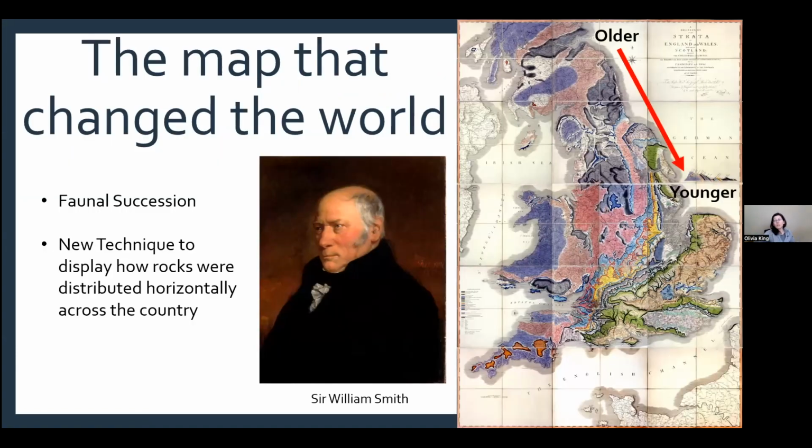In the same time, we had the map that changed the world. This was done by Sir William Smith. And, excuse the grandfather clock in the background for a second. But this is the map that changed the world. What happened was he mapped Britain and he realized that these layers of rock aren't always flat. Also that he was finding different layers with different fossils in each.